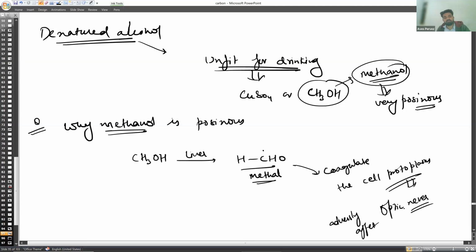Why methanol is poisonous? We have written it, I think. So it affects the optic nerves and results in permanent blindness, or if you drink it in excess amount, it will kill you. So methanol is very poisonous. It is added to ethanol to make it denatured, to make it unfit for drinking. Got it?